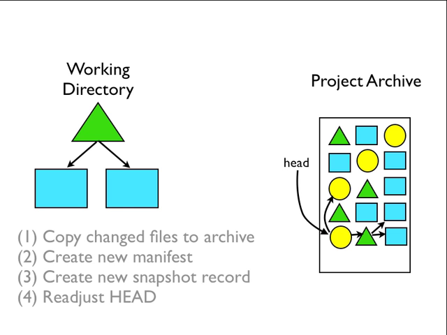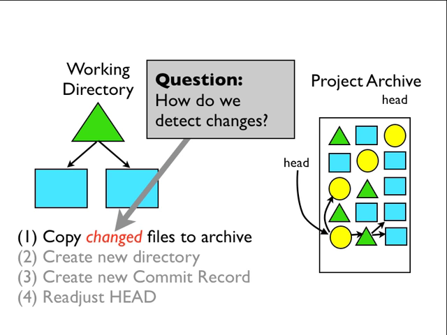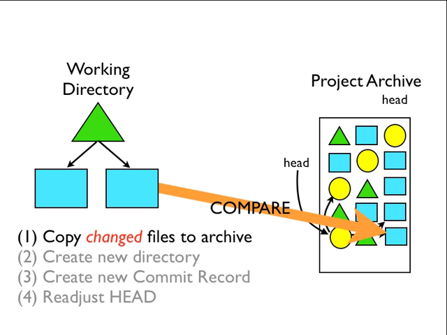Well, I have a confession to make. I left off just a little tiny detail when I talked about creating a new snapshot. Remember step 1 where we said copy the changed files into the archive? Well, how exactly do you detect a changed file? A simple-minded approach might be to go through each file in your working directory and compare that to the latest version in the archive. And then if it's different, it's changed and we copy it in.